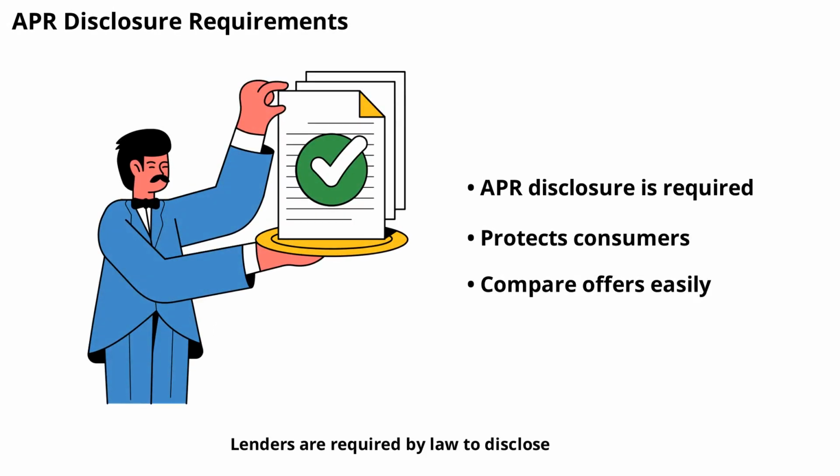Lenders are required by law to disclose the APR on loans and credit cards. This helps protect consumers by making it easier to compare offers and understand the true cost of borrowing. Always look for the APR when reviewing loan documents or credit card agreements.